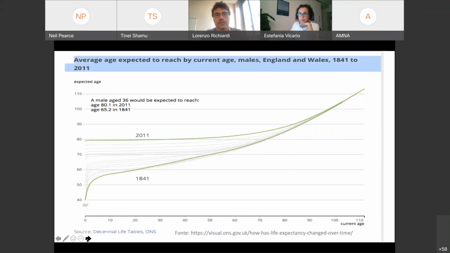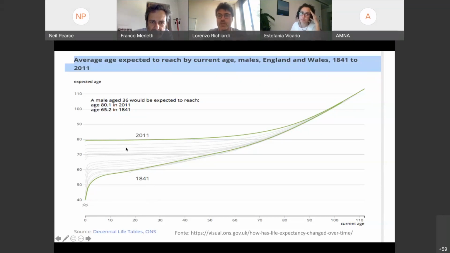This is another example of how life expectancy has been changing over centuries. These are data from England and Wales, and this is the life expectancy at different ages: at age 0, at birth, age 10, age 20, etc. The first green line is 1841, the second green line is 2011. As you can see, life expectancy has been increasing quite a lot, which we know about, and it is of course good news, especially with regard to infant mortality.